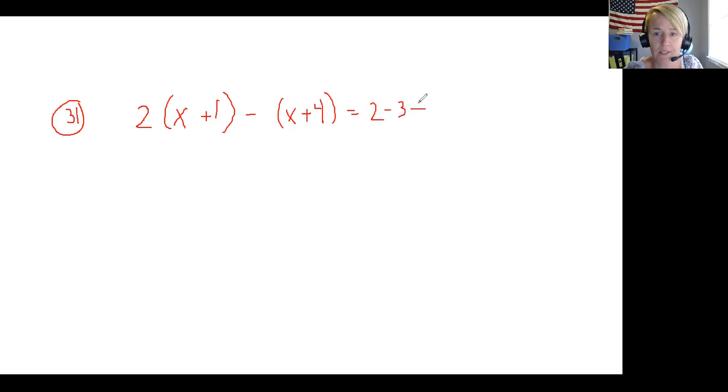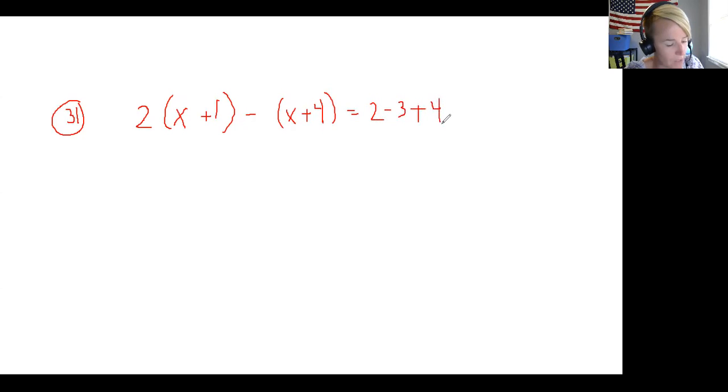Okay, I'm back here for 31, and I want to show you 31. I want to work it out because you do need to use the distributive property, and I just wanted to be able to remind you. So your problem says 2 times the quantity of x plus 1 minus x plus 4 equals 2 minus 3 plus 4.